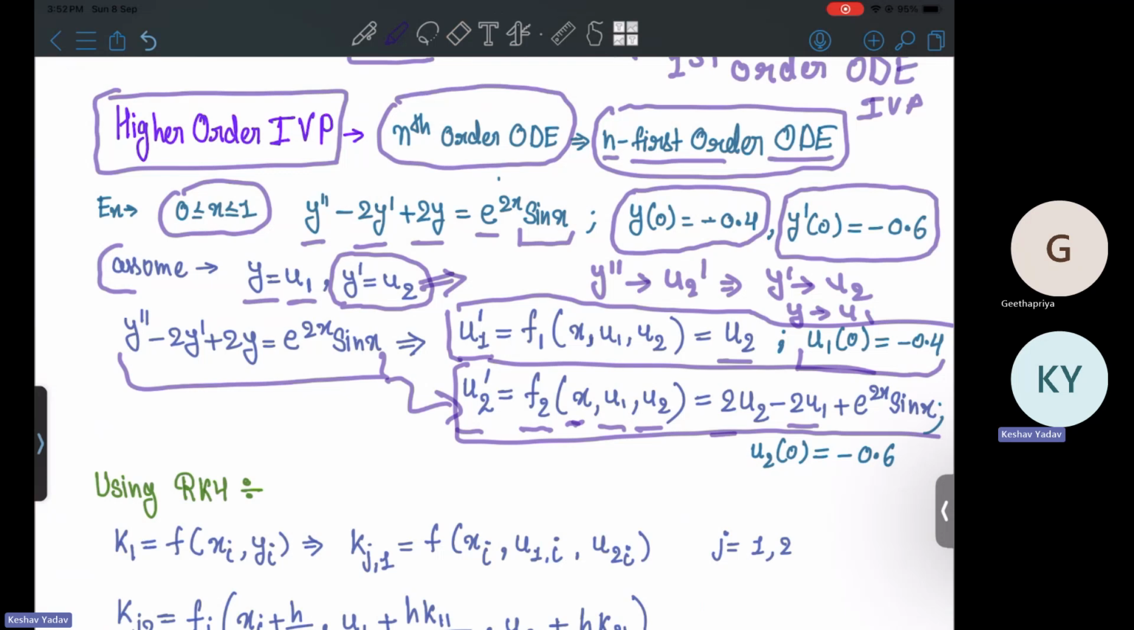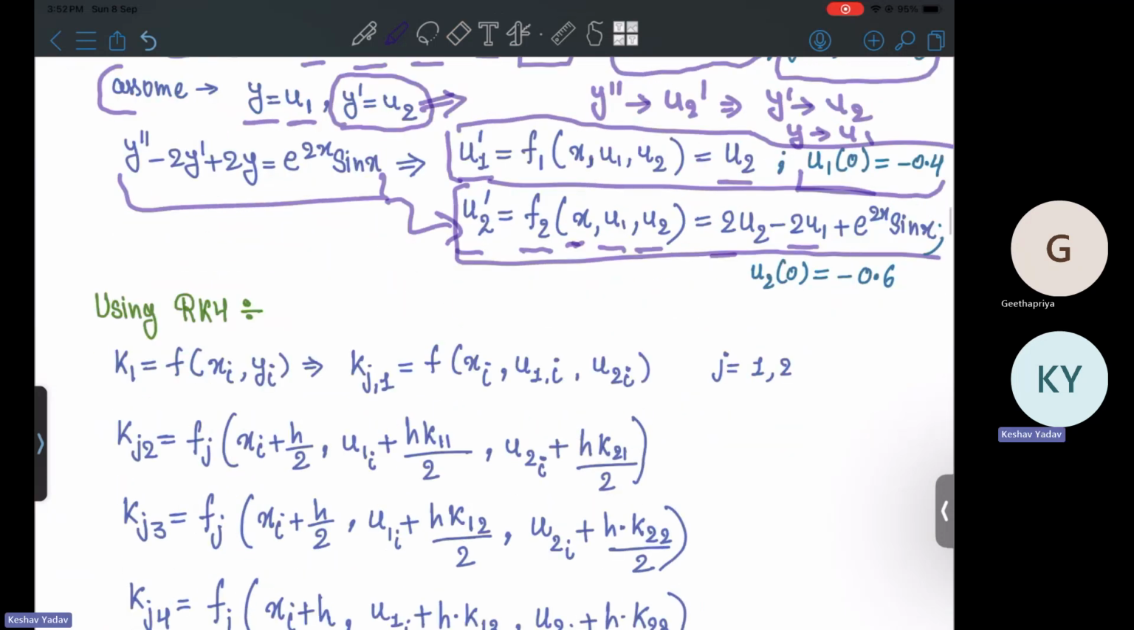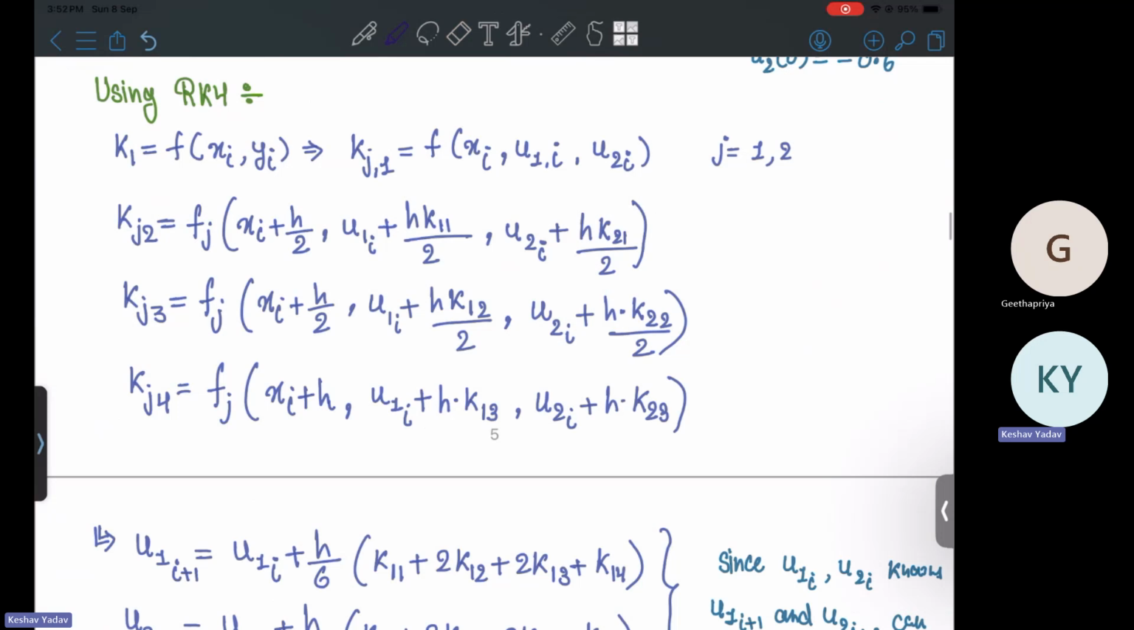So what we have got? We have got two ordinary differential equations in first order. Okay. Now this can be solved using the Runge-Kutta method. How? If I'm using the fourth order Runge-Kutta method, I can write k1 is equal to what? Function at xi and yi. This can be written as k1 for both equations, for first equation and for second equation.